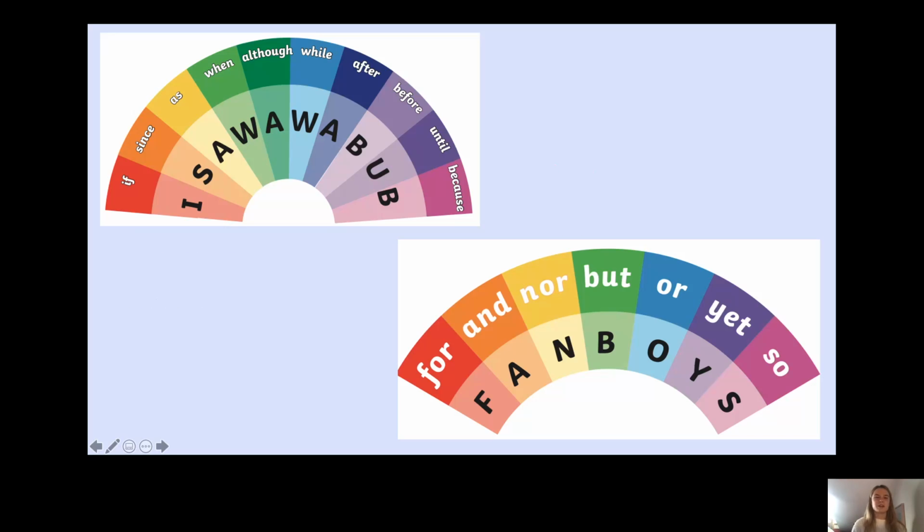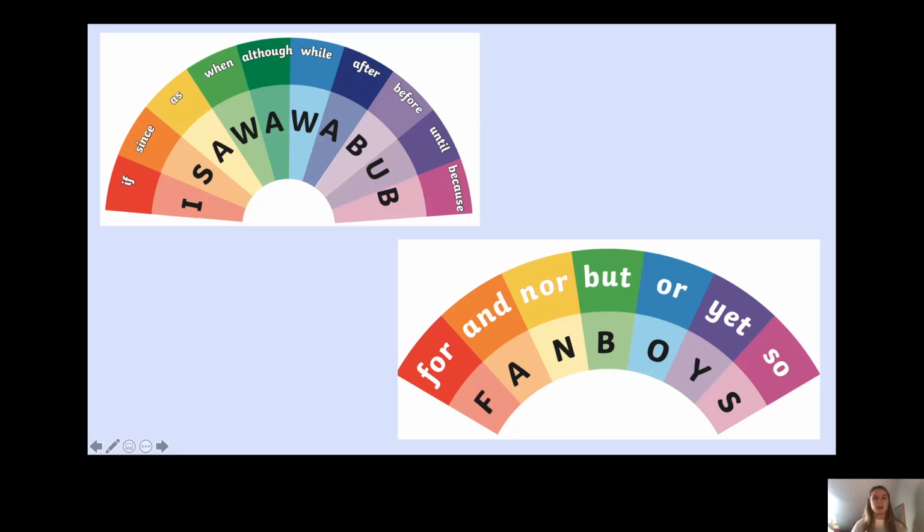Okay, so we've got our I saw a wobob conjunctions, which are our subordinating conjunctions, and we've got our fanboys, which are our coordinating conjunctions. And we have looked at in class the conjunctions if, when, after, before, and because. So those are the subordinating conjunctions that we've looked at. And we've looked at and, nor, but, or, yet, and so. So those are the coordinating conjunctions, the fanboys that we have looked at. The only one we haven't looked at is for with those ones.